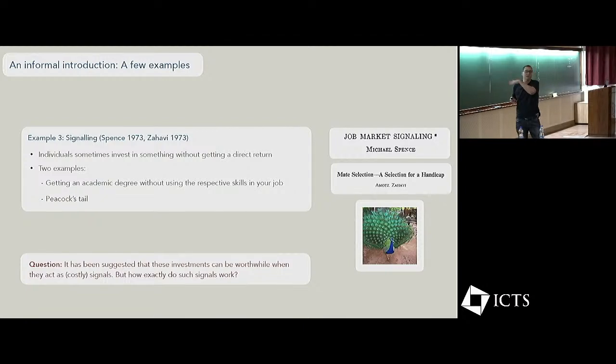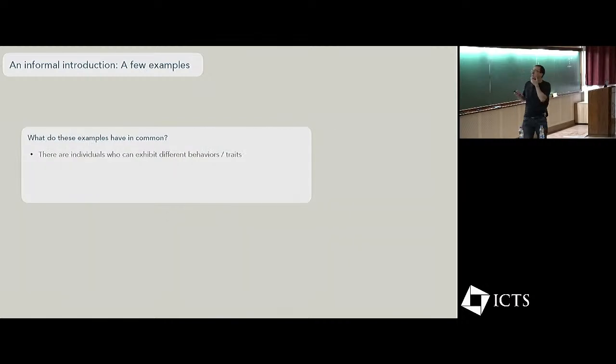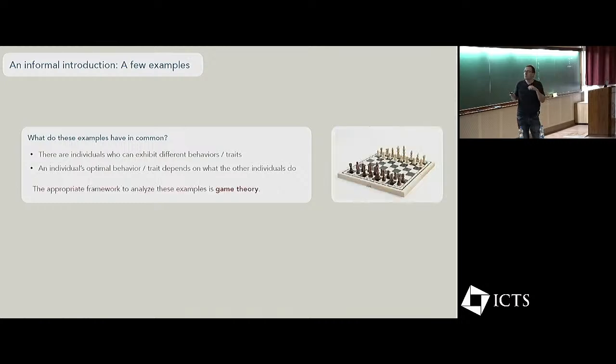And so examples like these have drawn me into game theory. Because what do all of these examples have in common? There are individuals, and these individuals can either choose between different behaviors, or they can just have different behaviors, without choosing them. And what is optimal for each individual actually depends on what other people do. And obviously the appropriate framework, whenever you have these two things, is game theory.